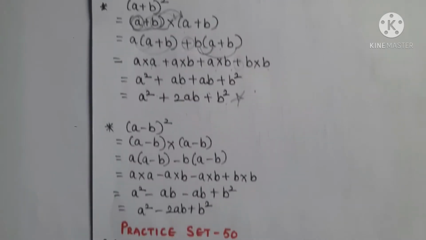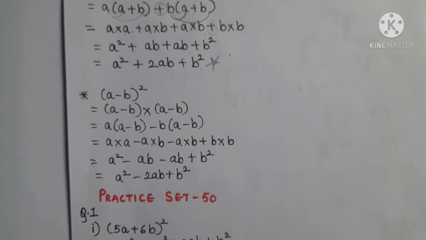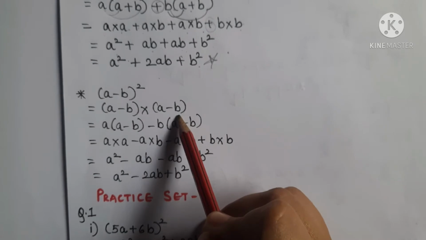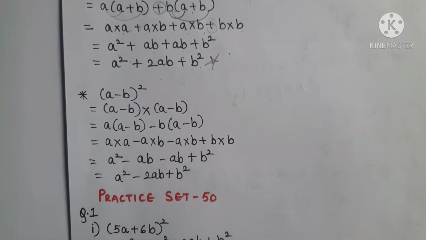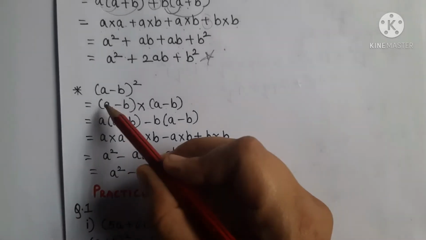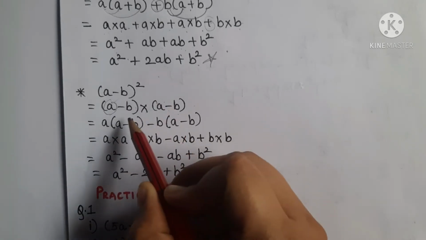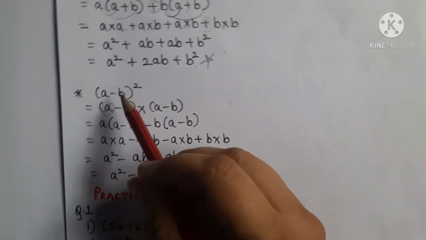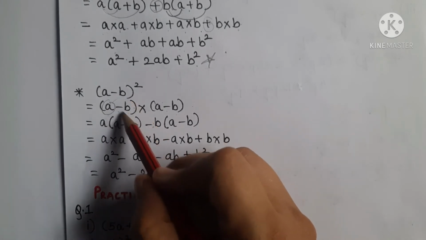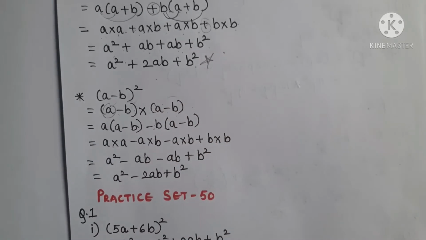Next, (a - b) the whole square. Okay, the formula for (a - b) the whole square. Now (a - b) the whole square means (a - b) is multiplied twice. (a - b) into (a - b). So that means take the first term from the first bracket, multiply by the entire second bracket, that is (a - b). Now which is the sign after that? Minus. So minus, and which is the next term? b. So b multiply again by the second bracket.